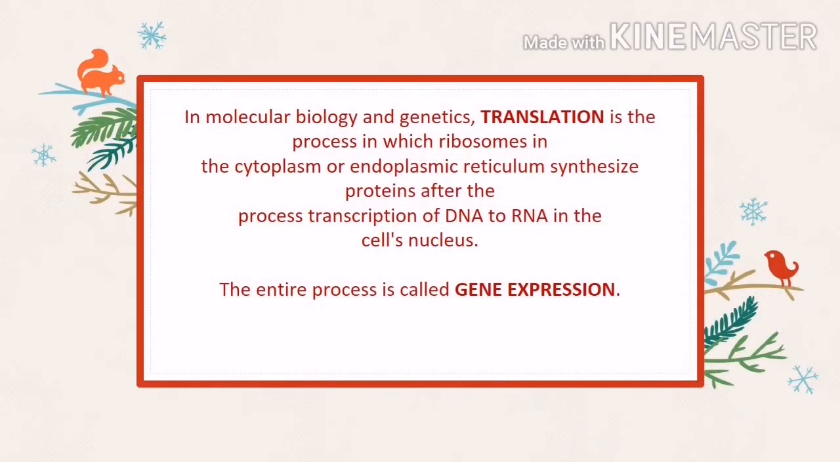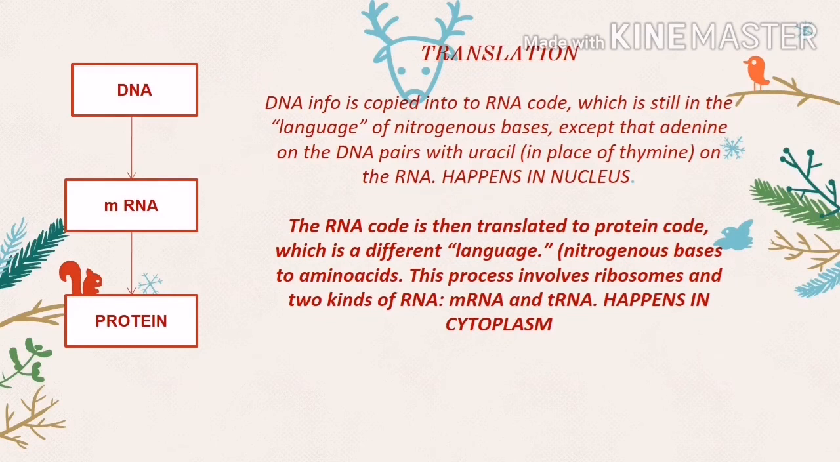In molecular biology and genetics, translation is the process in which ribosomes in the cytoplasm or endoplasmic reticulum synthesize protein after the process of transcription of DNA to RNA in the cell nucleus. The entire process is called gene expression. DNA info is copied into the RNA code, which is still in the language of nitrogenous bases, except adenine on the DNA pairs with uracil in place of thymine on the RNA. This happens in the nucleus.